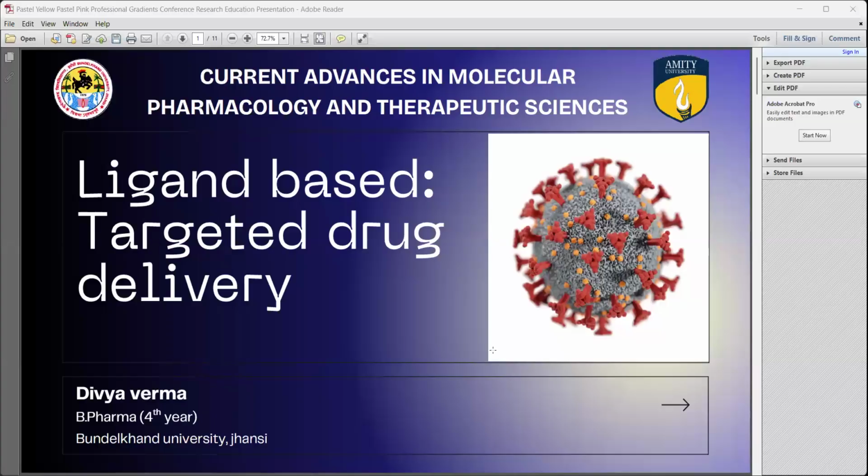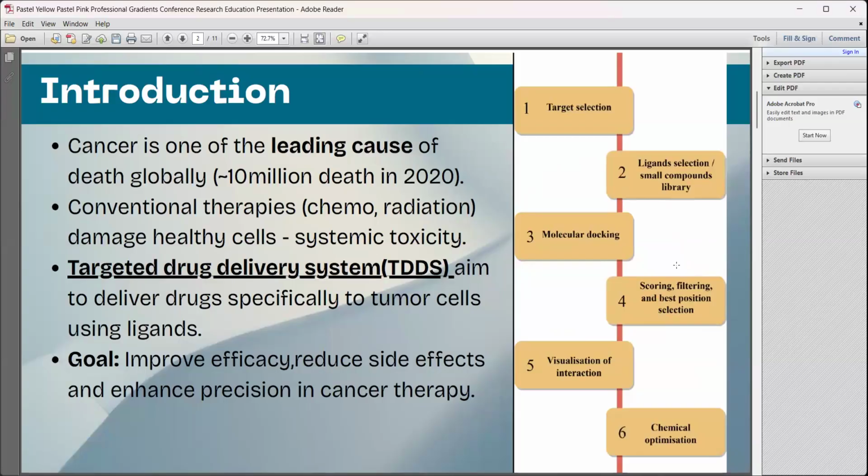So, I will be presenting on ligand-based targeted drug delivery in chemotherapy. As we all know, cancer is a chronic disease and it remains one of the leading causes of death worldwide. While traditional treatments like chemotherapy, radiation, and immunotherapy kill cancer cells, they also harm healthy cells, and this causes severe side effects and systemic toxicity.